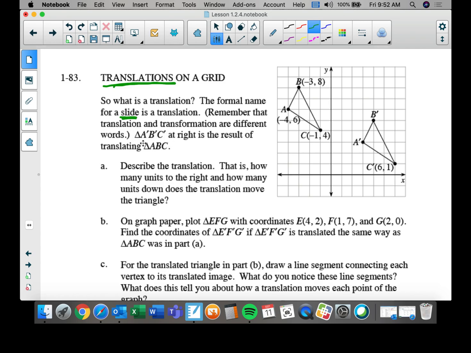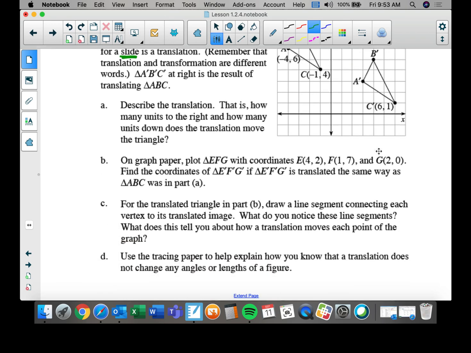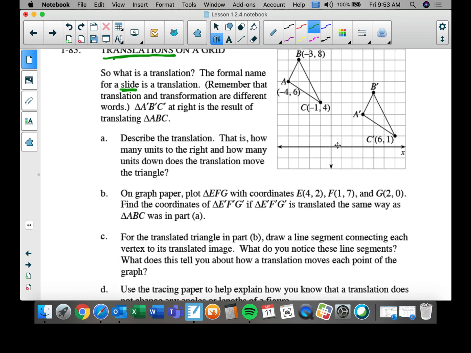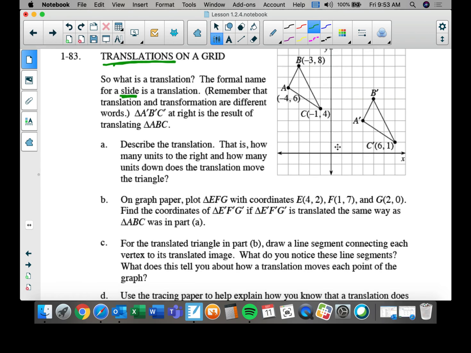So if you notice, they've got triangle A prime, B prime, C prime at the right, which is the result of translating the original triangle. Again, labels are important. This was my original. They translated this triangle. They slid it over here, and that's my new triangle. So notice in part A, it says to describe the translation. You're trying to describe what's going on. That is, how many units to the right and how many units down does the translation move?